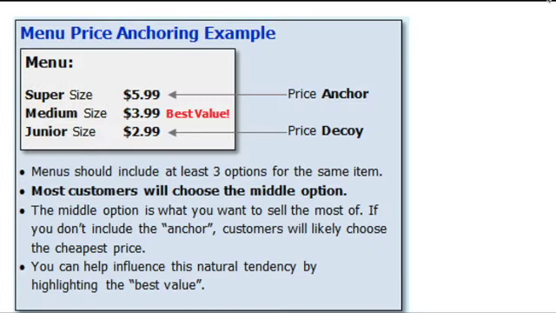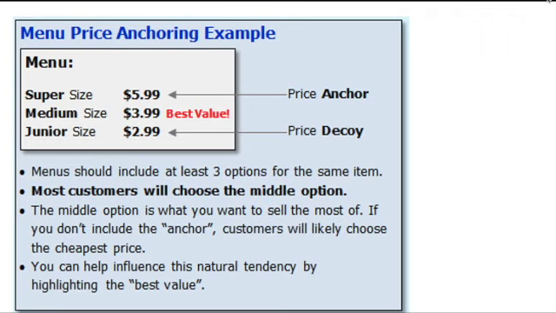As we could see from the example from Steve Jobs, there were a couple of situations where there was not only an anchor, but also something known as a price decoy as well. With the different gigabytes, we had the anchor, we had the decoy, and we had the best value. The advice is that menus should include at least 3 options for the same item.